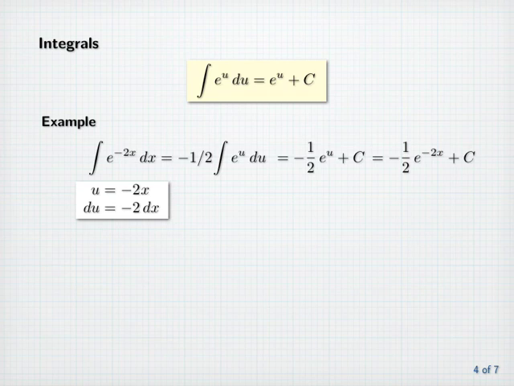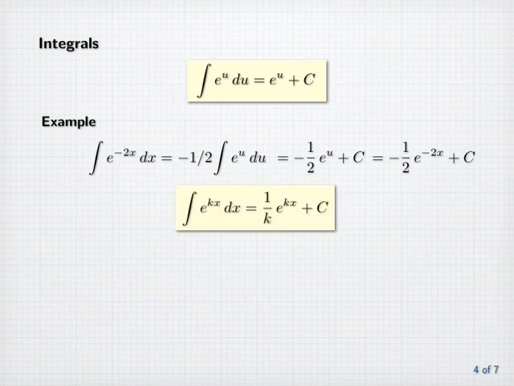Now notice that the integrand here has the form of e to a constant times x. The result was 1 over that constant times the same function plus c. Notice that this is just the opposite of what happens when taking the derivative of e to a constant times x, when the result is the constant times the same function. So in this case, it's easy to simply write down the indefinite integral by inspection. In fact, the indefinite integral of e to the kx dx is equal to 1 over k times e to the kx plus c.